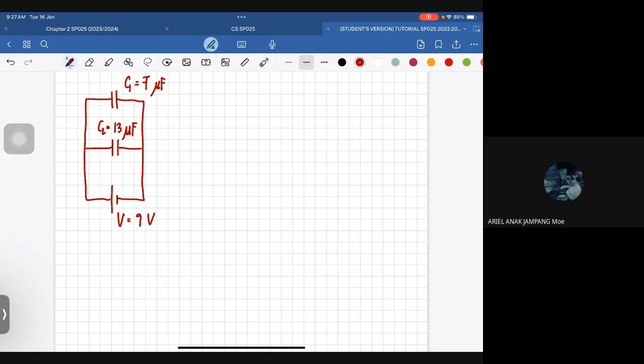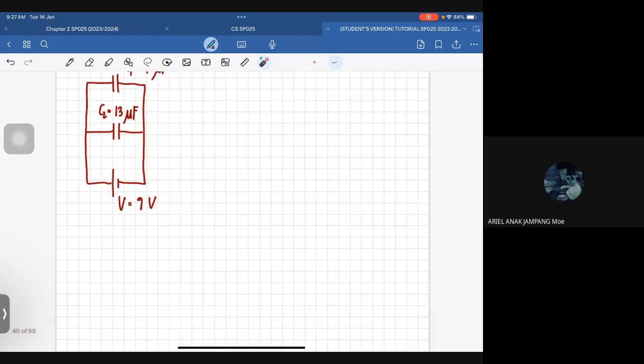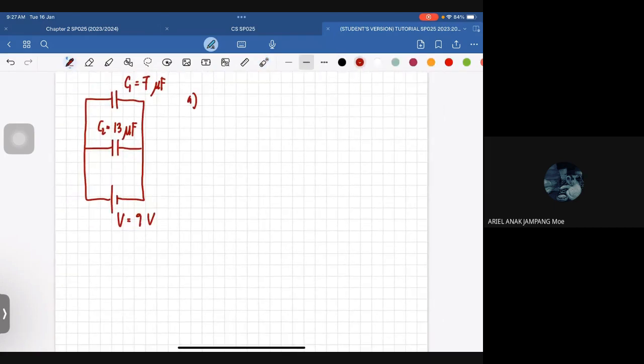Okay, sekarang ni, calculate the equivalent capacitance of the combination. Kita perlu cari the effective capacitance. First kita check dulu, dia punya circuit ni apa. Dia sudah mention parallel lah. So maksudnya kita punya effective capacitance is basically just C1 plus C2, 7 plus 13. So 7 mu plus 13 mu, dari sini kita akan dapat 20 mu farad. Itu cara cari effective capacitance untuk parallel circuit lah.